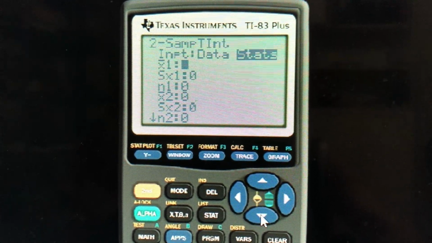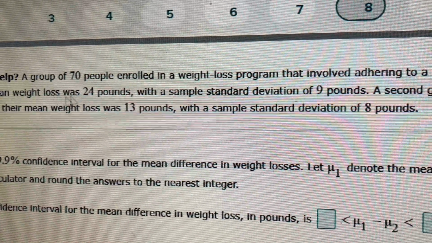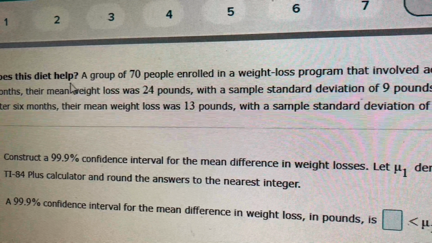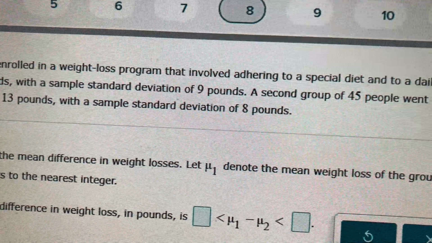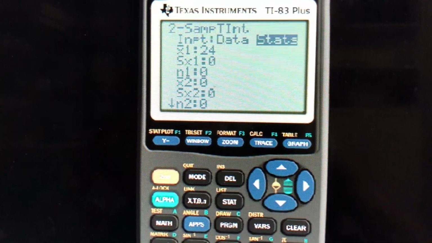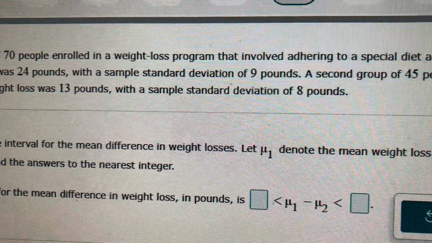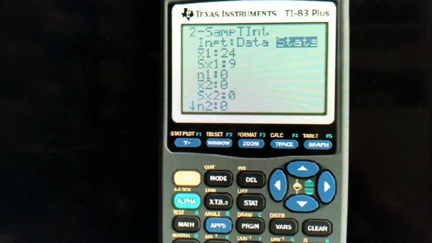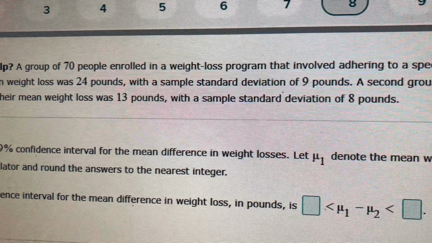Okay, so the first sample mean was this 24-pound weight loss. For the first sample, their mean weight loss was 24. So the first sample average was 24, with a sample standard deviation of 9. So clearly that's marked sample standard deviation. That's definitely S. There was a group of 70 people in the first sample.